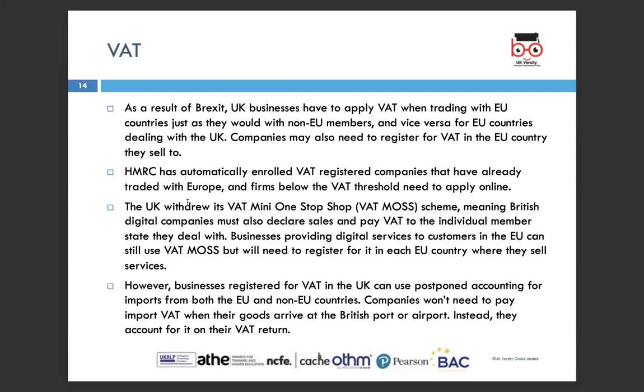The UK withdrew from the VAT mini one-stop shop, the VAT MOSS scheme, meaning British digital companies must also declare sales and pay VAT to the individual member state they deal with. A business registered for VAT in the UK can use postponed accounting for imports from both the EU and non-EU countries. Companies will not need to pay import VAT when their goods arrive at the British port or airport. Instead, they account for it on their VAT return.